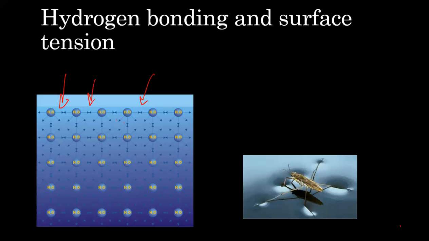Now, if it was something heavier like a rock, of course, the rock is going to fall straight through because the hydrogen bonding is not going to be sufficient to hold the rock in place, but it can certainly hold lighter things like mosquitoes or maybe a paperclip in place. So hydrogen bonding explains that high surface tension.